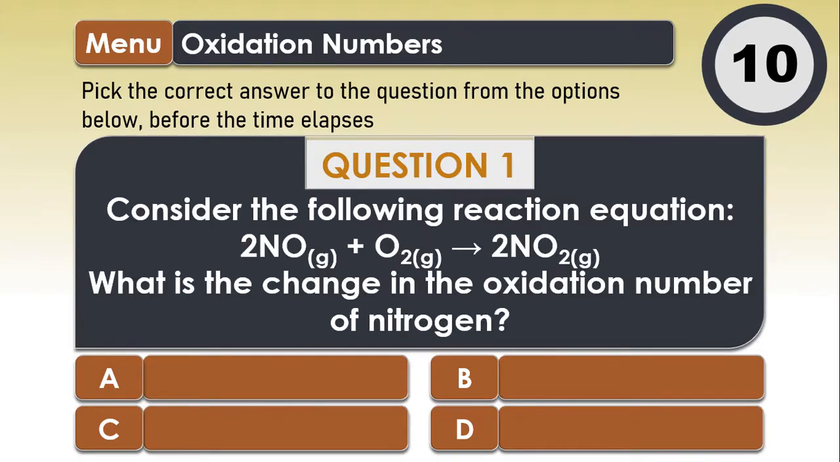Consider the following reaction equation. 2NO gas plus O2 gas to give you 2NO2 gas. What is the change in the oxidation number of nitrogen? A. Plus 2 to 0. B. Plus 2 to minus 2. C. Plus 2 to plus 4. And D. Plus 4 to plus 2. The time starts now.